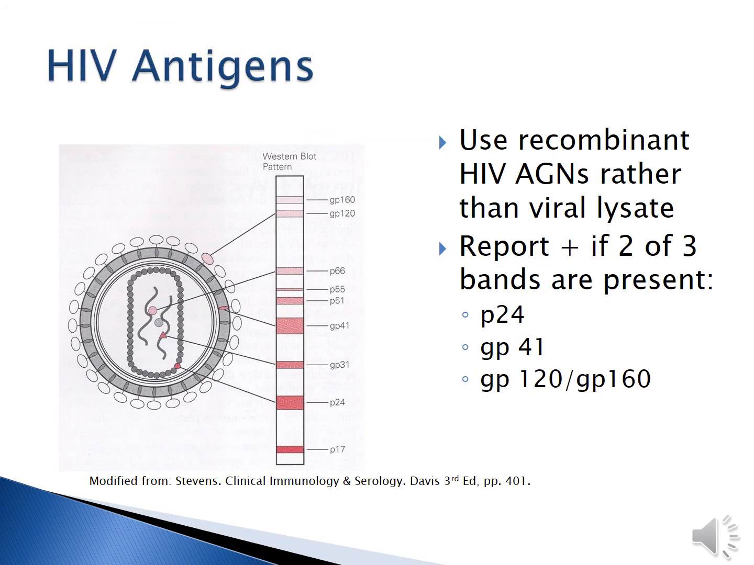So when we're doing the Western blot, we're looking for specific bands in the HIV virus. And typically we're looking for 3 specific bands. We're looking for the P24, the GP41, and the GP120/GP160. Alright. So if 2 out of 3 of these bands are present, then we would consider this to be a positive reaction. So this person would be positive for HIV.